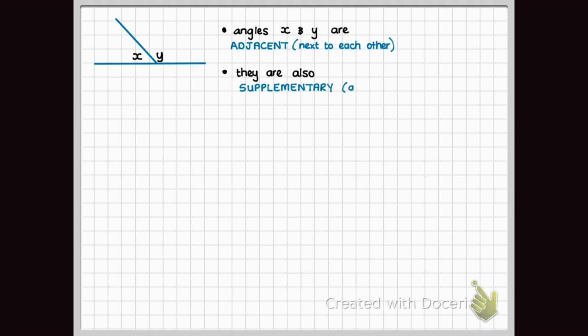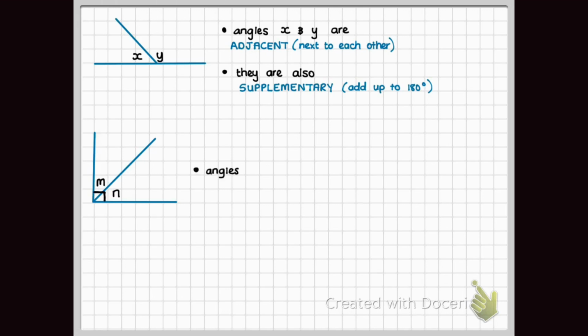And supplementary simply means that they add up to 180. So if we look at X and Y together, then it forms a straight line. So we say they add up to 180 degrees, and therefore we call them supplementary angles. And if I look at the following two angles, M and N, that's also separated by a line, but they add up to 90 degrees.